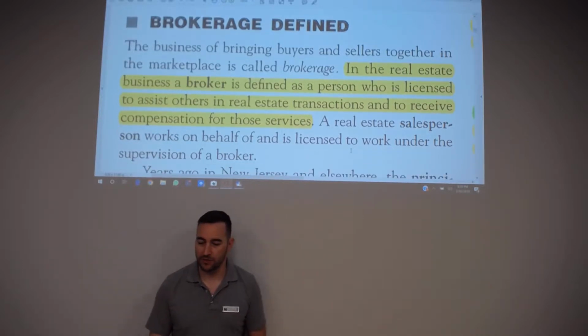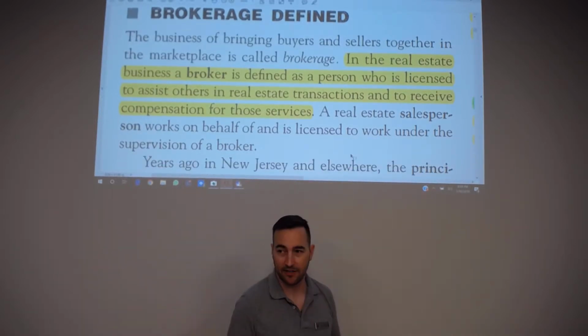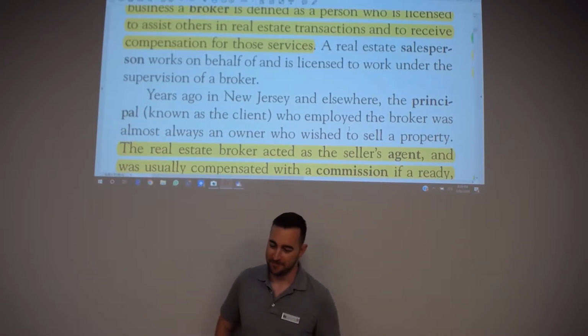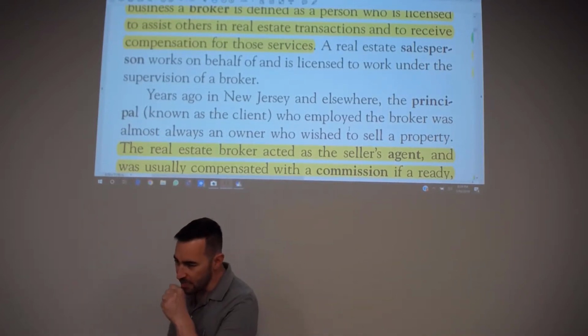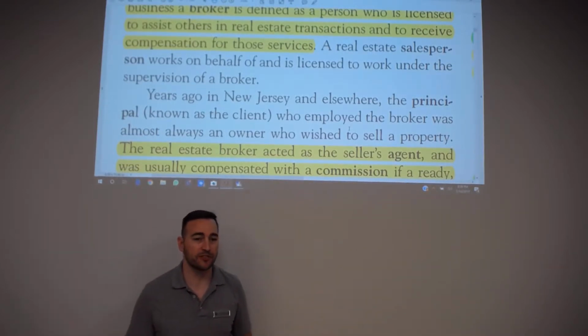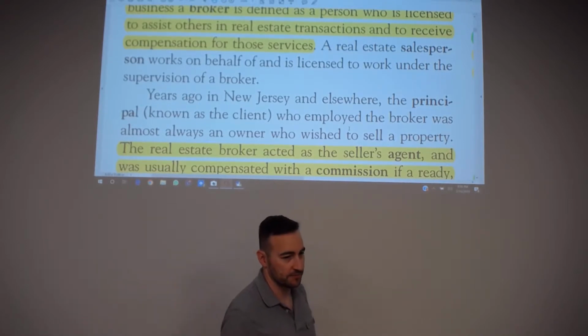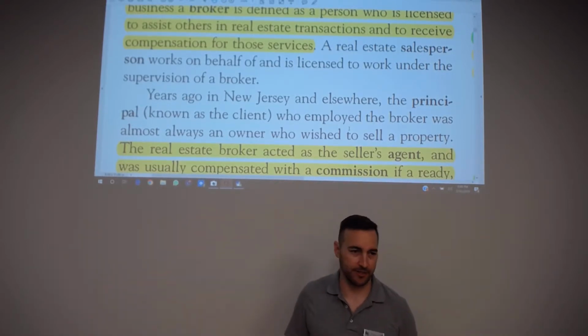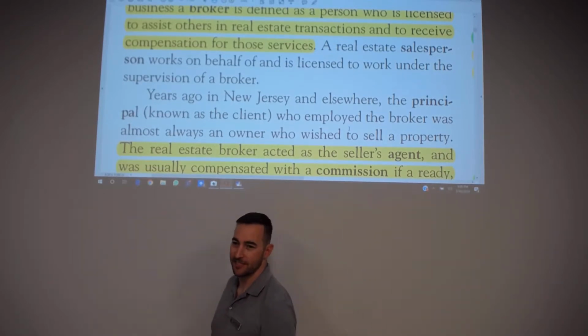You already know that a real estate salesperson works on behalf of, and is licensed to work under the supervision of, a broker. And you get paid by your broker of record.